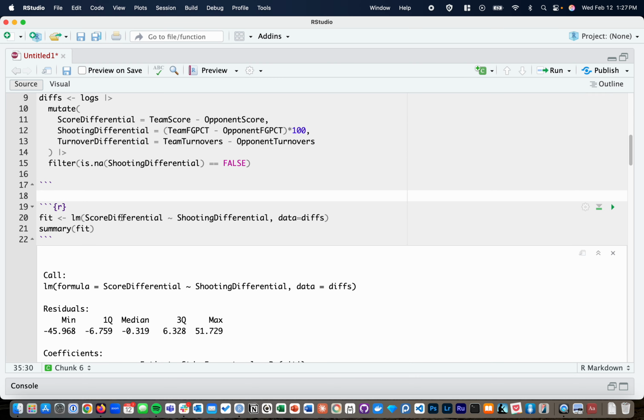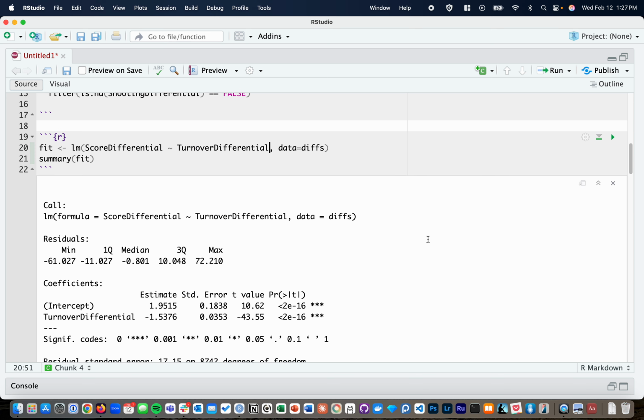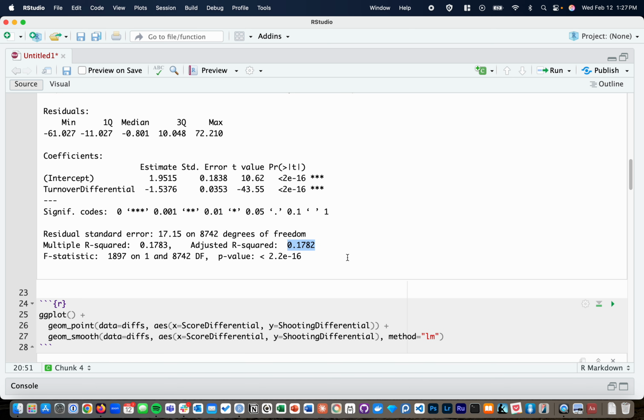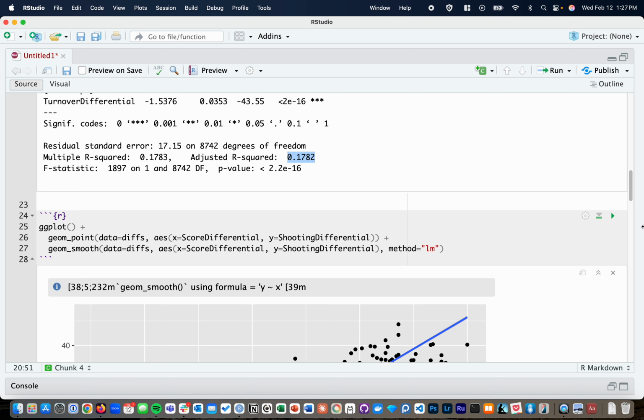Up here. Instead of shooting, which we know, a lot of people have complained about turnovers. Okay, fine. We'll swap in turnovers here. We'll run this. Is the correlation between the outcome of the game and turnovers random? It sure is not, but it only predicts about 18% of the difference in the score. Pretty low. That means there's 82% more to the game than this.